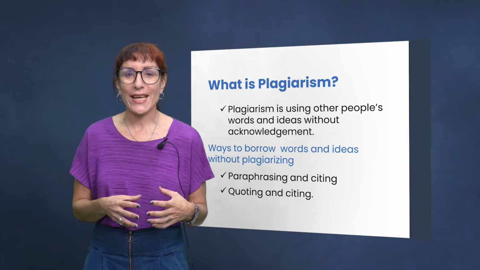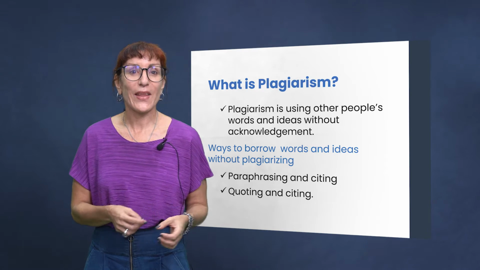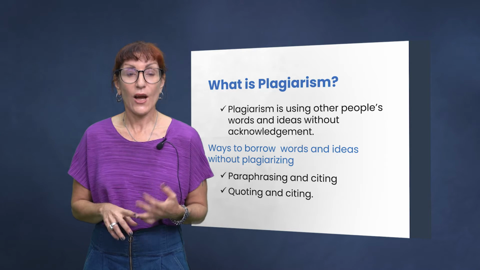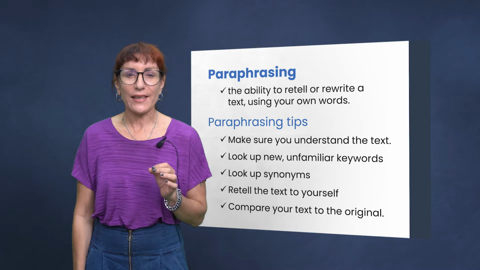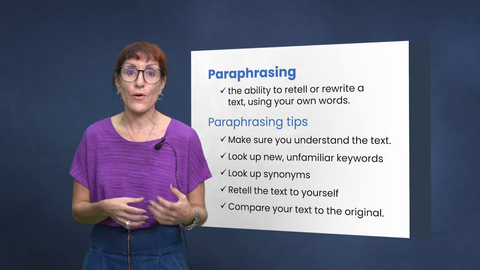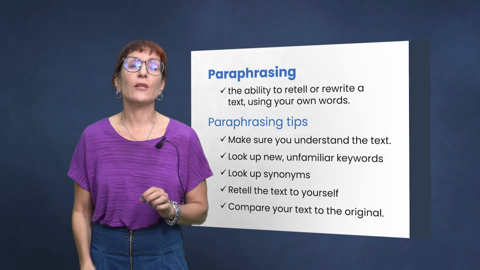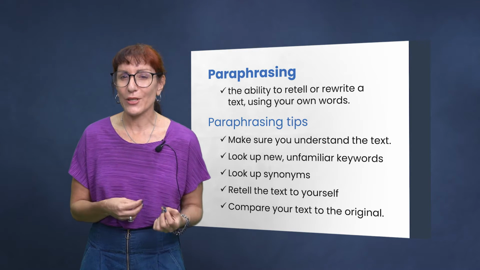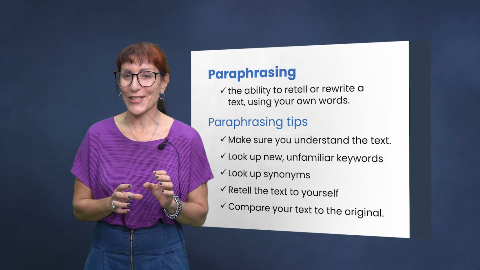Now, let's talk about ways to borrow someone else's words and ideas without plagiarizing. The most important are paraphrasing and citing, or quoting and citing. Paraphrasing is a very essential skill in writing and refers to the ability to retell or rewrite a text using your own words. There is no formula to paraphrase. It is a skill that develops with time as your language skills develop, but there are some tips that may help you in the process.